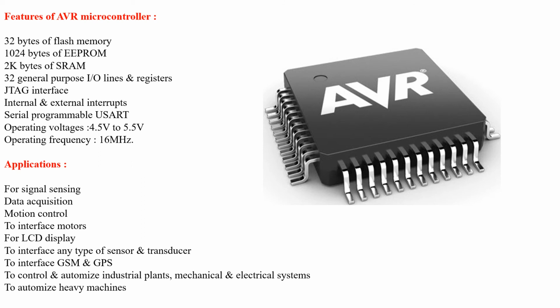Next microcontroller is AVR microcontroller. It has 32 bytes of flash memory, 1024 bytes of EEPROM, 2 kilobytes of SRAM. It supports 32 general purpose input-output lines and registers. It has serial programmable UART. Operating voltage is 4.5 volt to 5.5 volt. Operating frequency is 16 MHz.